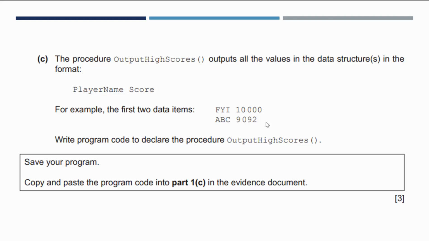Write program code to declare the procedure, output high scores. So basically what they're saying is, hey, we want you to output that 2D array. So let's swing over to vb.net and earn 3 more points on our paper 4 exam.